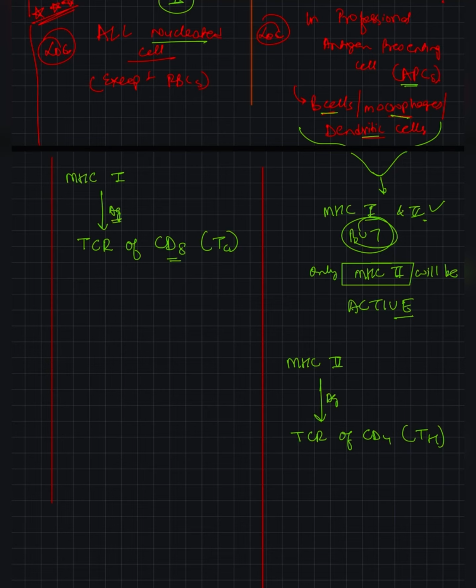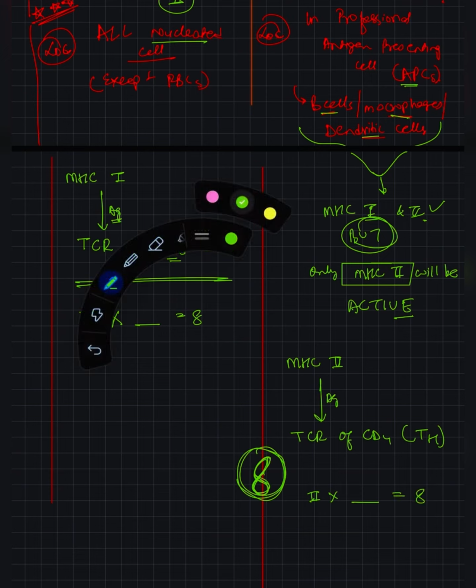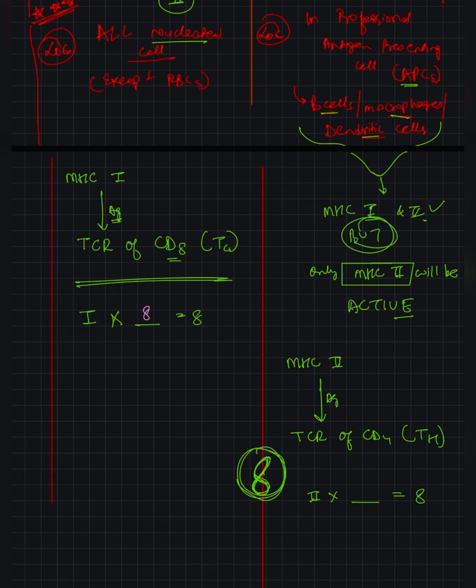So how can we remember this? Remember the number 8. For MHC1, 1 into dash equals 8. This is MHC2, so 2 into dash equals 8, so we will be writing 8 over here. 1 into 8 gives us 8 and 2 into 4 gives us 8. So this 8 represents CD8 and this 4 represents CD4. This is the most important thing in immunology.